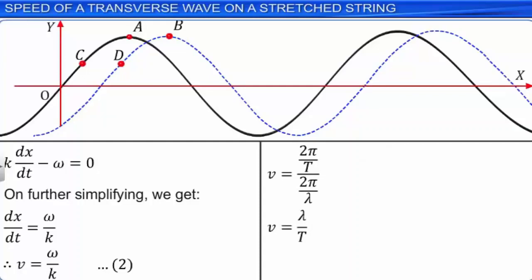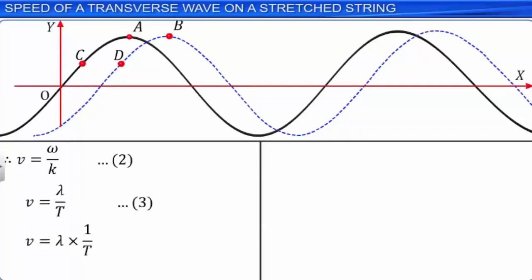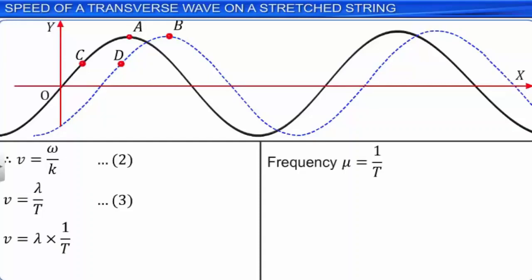Equation 3 can be written as v is equal to lambda into 1 by T. Substituting frequency nu is equal to 1 by T in the above equation, we get the speed of the wave v is equal to lambda into nu. Let this be equation 4. The speed of a progressive wave is related to wavelength lambda and frequency nu as given in equation 4.